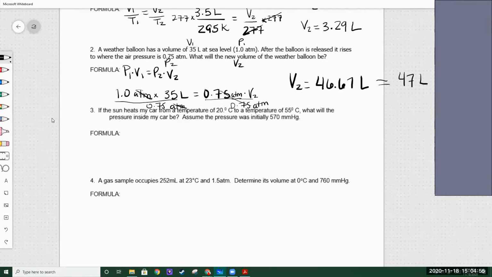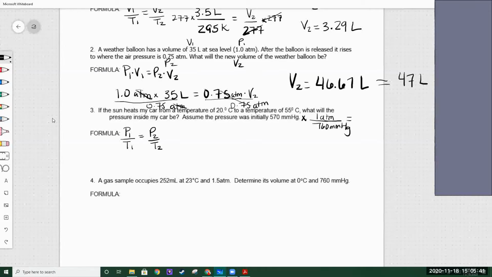If the sun heats my car from a temperature of 20 degrees Celsius to a temperature of 55 degrees Celsius, what will be the pressure inside the car? Assume that the initial pressure is 570 millimeters of mercury. So all of these have to be converted, but I have temperature 1, temperature 2, and then pressure 1, and I'm solving for pressure 2. So my formula would be P1 over T1 equals P2 over T2. To convert from millimeters of mercury to atmospheres, you would divide by 760. So 1 atmosphere equals 760 millimeters of mercury.